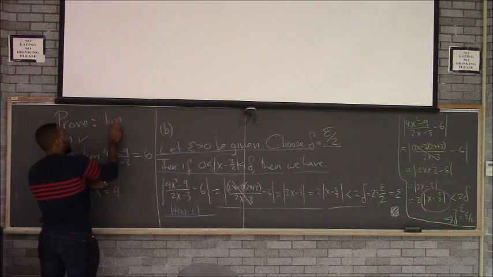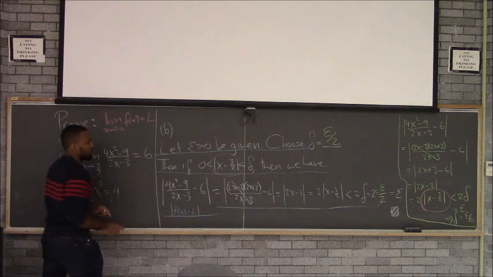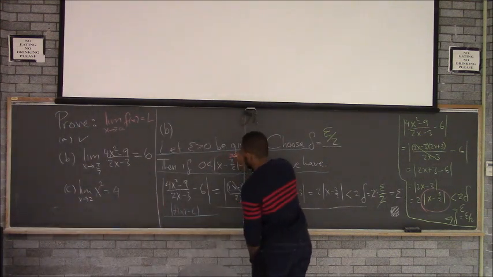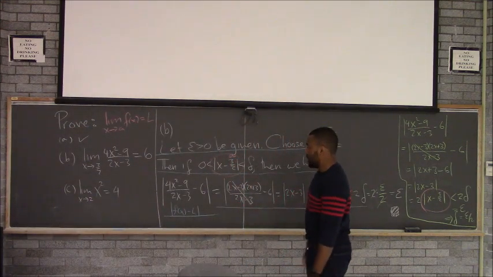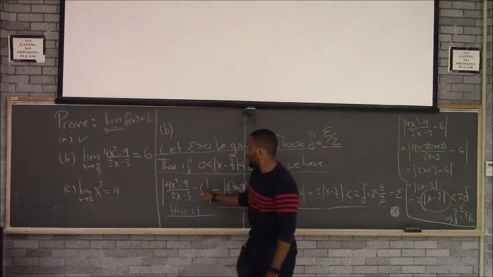So when you're looking at the limit as x goes to a of f of x equals L, you're always going to fill in the a right here at this part of the script. You're always going to fill in the f of x right here, and the 6, which is on the other side, is the L. You always put in the L in this part.